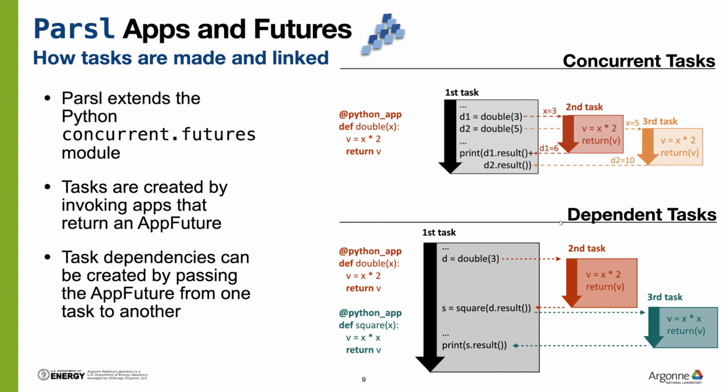Now, suppose you want to run some dependent tasks, you can do this by simply passing the results of one app to another app. And in that way, you create a dependency, because this task will only be created once the task D returns its result. And in that way, these tasks will run in serial. So this is just some snippets of code.